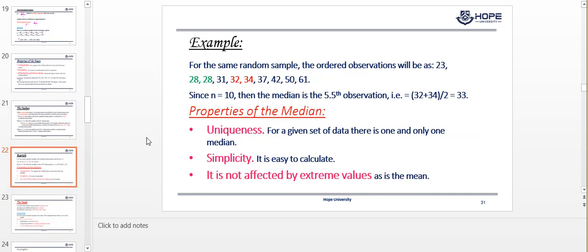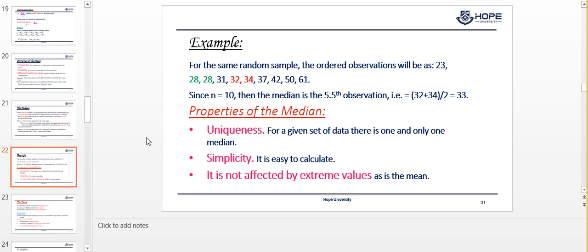Example: for the same random sample, the ordered observations will be 23, 28, 28, 31, 32, 34, 38, 37, 46, 50, 61. This is the same sample of 10 individuals' ages as in the last example. Since the total number is 10, the median will be the 5.5th observation, which is the mean of the middle numbers 32 and 34, divided by 2.